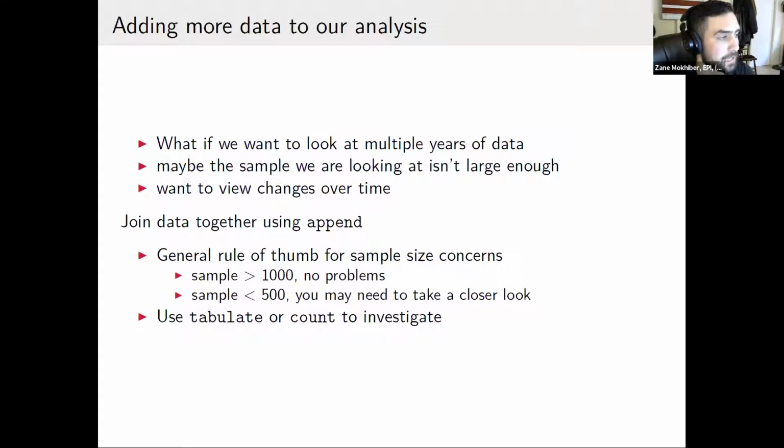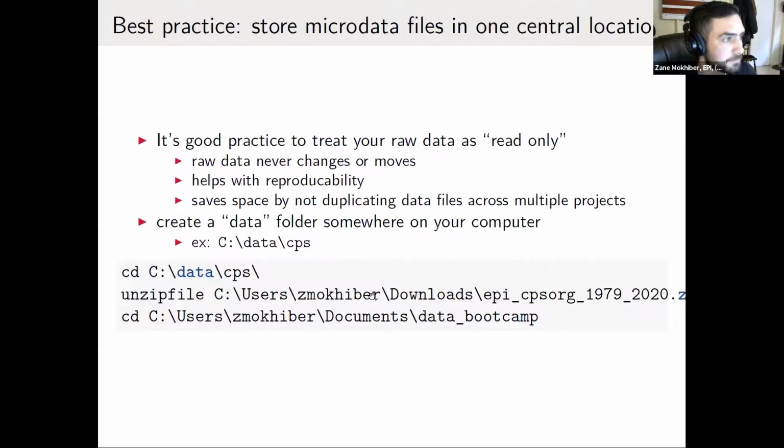And so what we can do is join data together using append, and we'll get to that eventually. The general rule of thumb for sample size concerns is if there's more than 1,000 people in a certain sample that you're looking at, it's fine. And if it's smaller than 500, you might want to take a closer look. So you could use tabulate or count to investigate that.